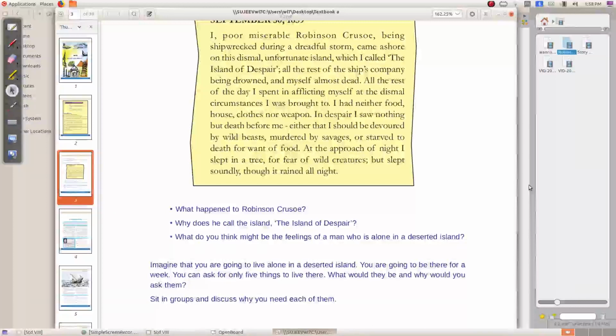And one more question is there. Imagine that you are going to live alone in a deserted island. You are going to be there for a week. You can ask for only 5 things to live there. What would they be and why would you ask them? Sit at home comfortably and give me the answer in the group. What all things will you take and why? That reason. There is a task, and tomorrow we'll discuss.